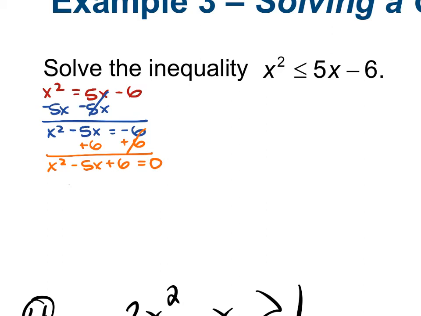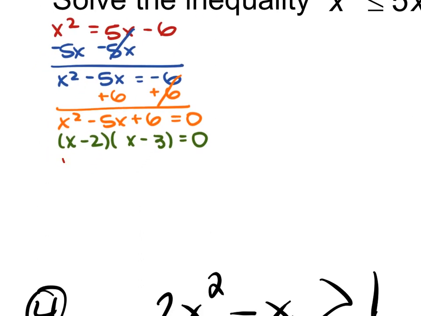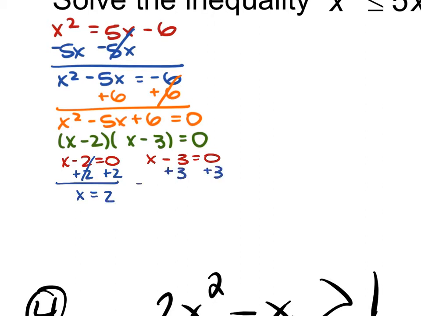So my two factors of that 6 that add up to be that negative 5 are negative 2 and negative 3. So this just factors out to be x minus 2 times x minus 3 is equal to 0. From here, I'm going to set each part equal to 0 and solve. So x minus 2 is equal to 0, x minus 3 is equal to 0. I add the 2 to both sides, I get x is equal to 2. I add the 3 to both sides, I get x is equal to 3.